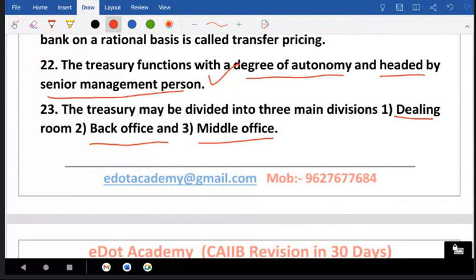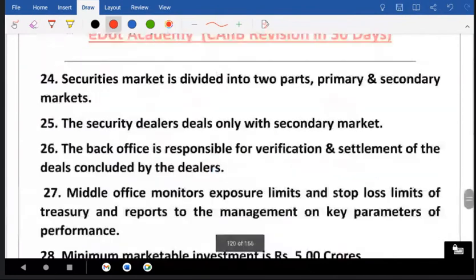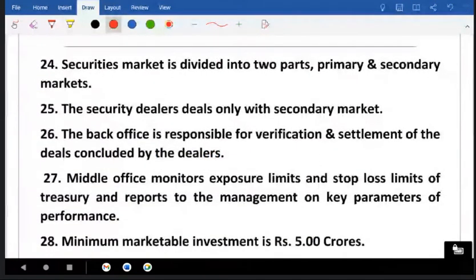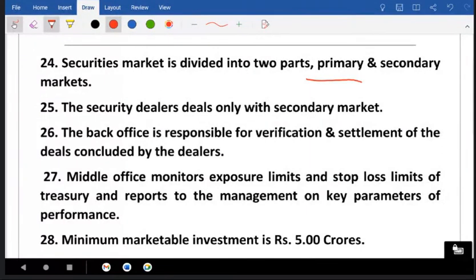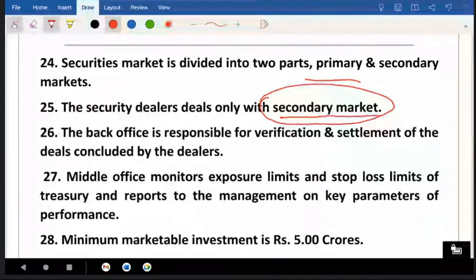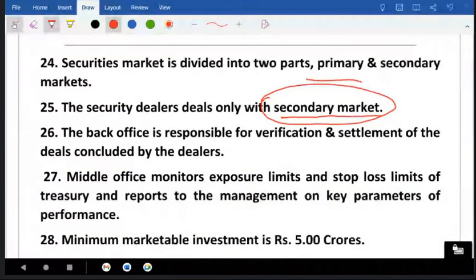Securities market is divided into two parts: primary and secondary. Primary market means when an initial public offering is there, and secondary market is when trading through an exchange is there. Security dealers deal only with the secondary market, through the exchange. Otherwise, when a company issues its initial public offering, it offers to the public directly. So security dealers do not come into the picture with the company directly.